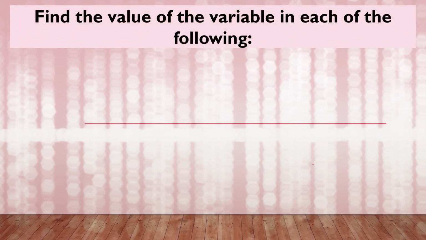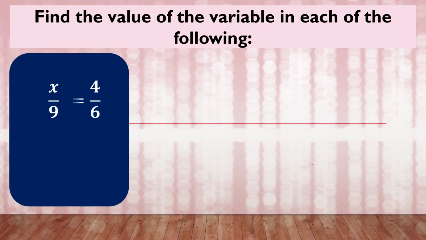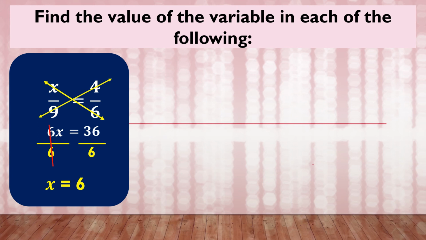Find the value of the variable in each of the following. X over 9 is equal to 4 over 6. If they are said to be equal, so what should be the value of x? So cross multiply. So 6x is equal to 36. Divide both sides by 6. And so therefore x is equal to 6. And so let's find out kung talagang tama. So if this is 6, 6 times 6 is 36. 4 times 9 is also equal to 36.